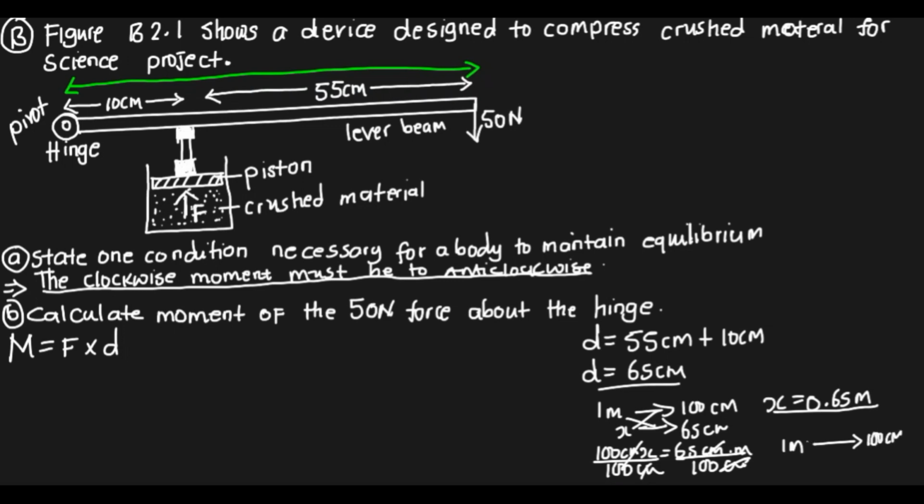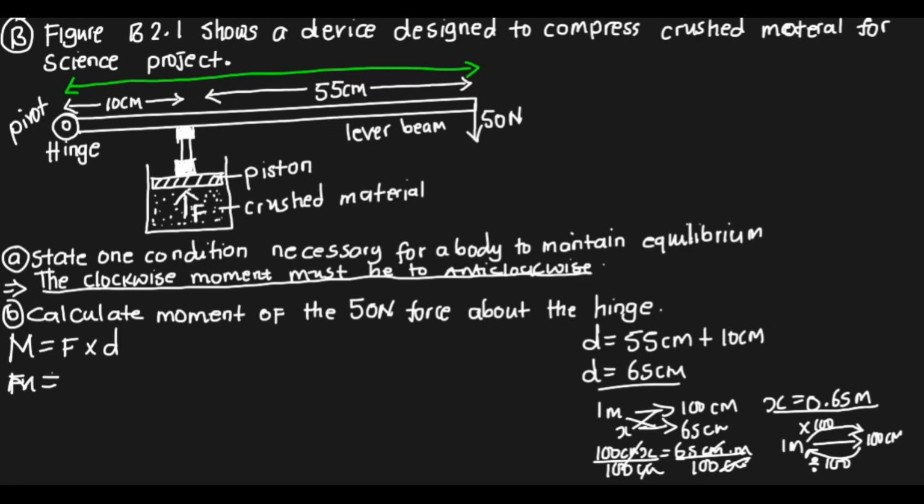So maybe to simplify, we are saying 1 meter is equal to 100 centimeters. So if we want to convert from meter to centimeter, you multiply by 100. The reverse is also true for from centimeter to meter. So here you divide by 100. So whenever you have a distance in centimeters, to convert it into meters, you need to divide by 100. So now we can find our moment.